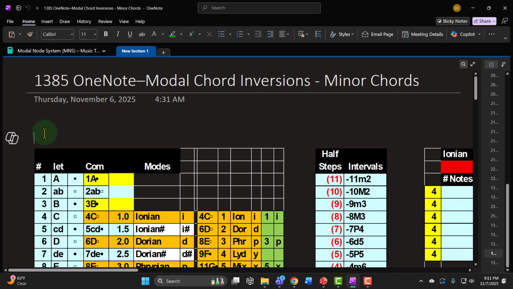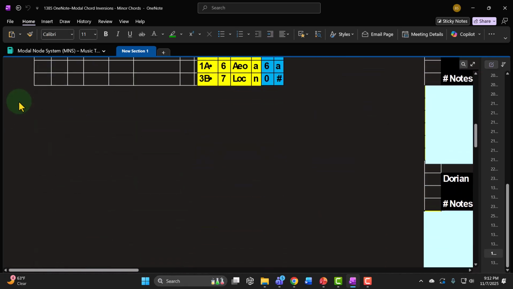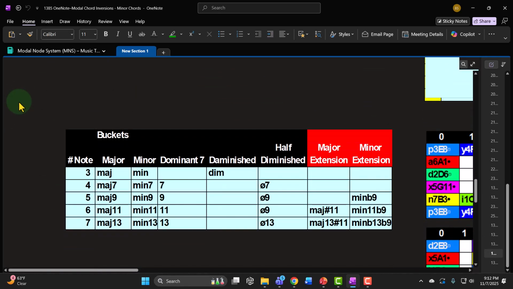You're not required to, but if you have access to it and would like to follow along, we're currently in the OneNote file of Modal Node System, MNS Presentation 1385, OneNote Modal Chord Inversions, Minor Chords, list of presentations on the right-hand side. Also noting in this OneNote presentation, we'll spend our time on music theory, but we have another similarly numbered and named presentation, or multiple presentations, where we build these tables in Excel, practicing not only our musical skills, but our table visualization skills as well.